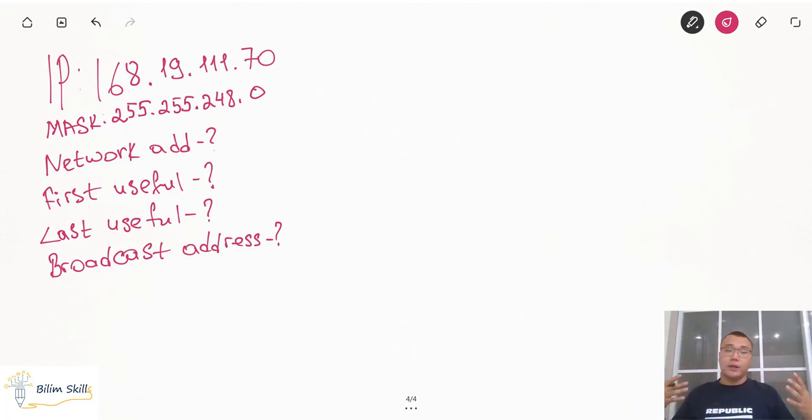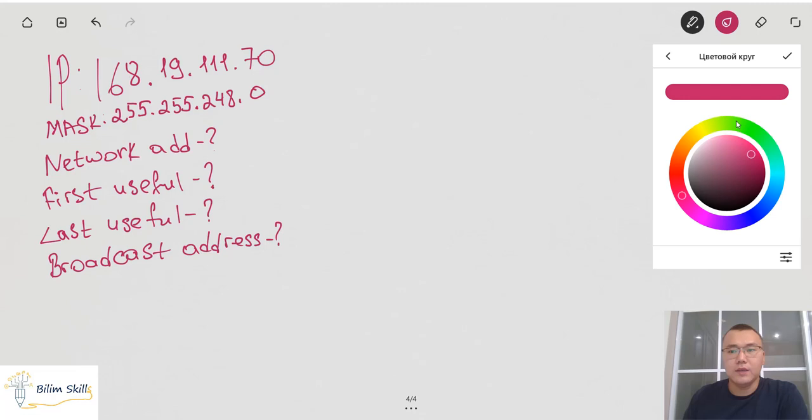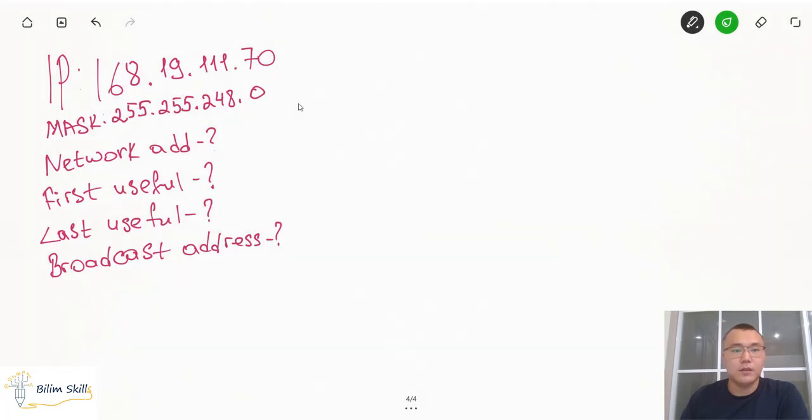Okay, so let's consider how to calculate this broadcast address. Here I already wrote an example. The given IP address is this one, and the given subnet mask is this one. We have to find the network address, the first useful, last useful, and broadcast address.